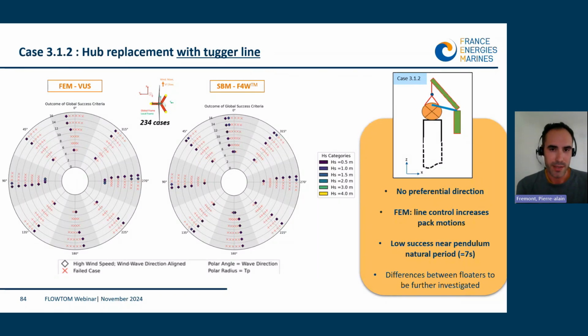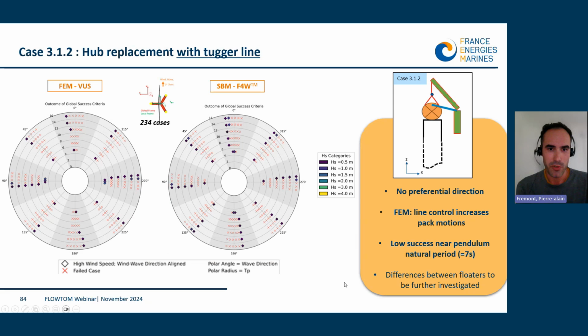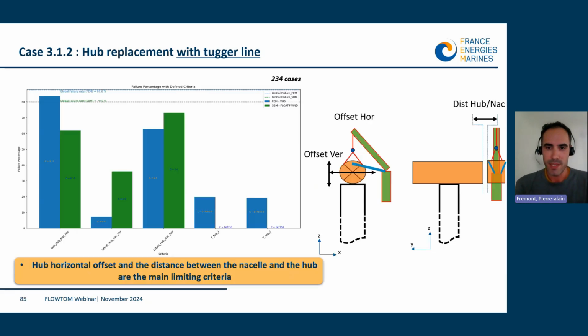You can see that there is a low rate of success for this case, but there are some successes in almost every direction for small Hs. And except for quartering seas, there are some failure cases also for the periods around the pendulum motion, which is about 7 seconds. So for this case, no major differences between the two floaters. A bit higher rate of success for the TLP, but this is very marginal. Yes, next slide, please.